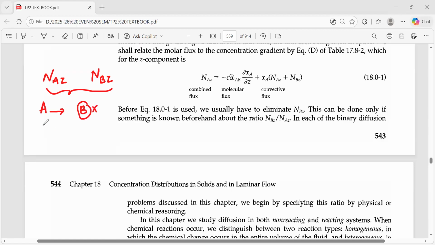Then we have one relation, that NBZ would be equal to 0. This NBZ equal to 0, we substitute in this equation, and then ultimately you manipulate this total equation, and you get the equation for NAZ. That we'll see in the next video.